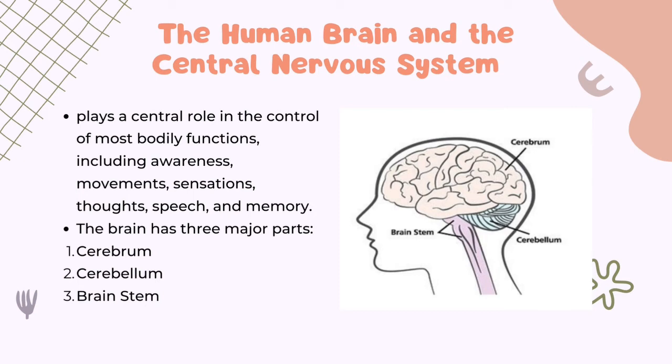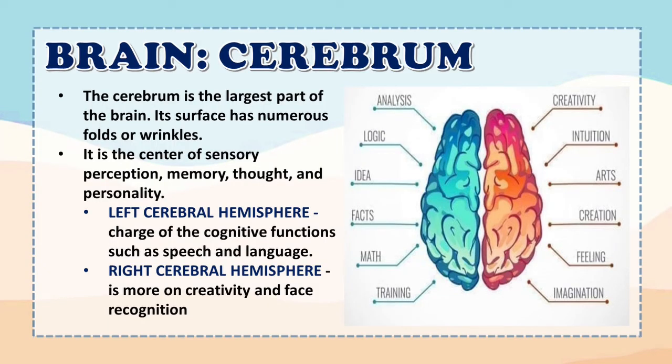Okay, so the brain has three major parts. So we have here the cerebrum, the cerebellum, and then the brainstem. So with that, what is the cerebrum? Okay, so the cerebrum is the largest part of the brain. Its surface has numerous folds or wrinkles. It is the center of sensory perception, memory, thought, and personality as well. We have here the left cerebral hemisphere, or what we call the left hemisphere, and then we also have here the right cerebral hemisphere, or the right hemisphere.